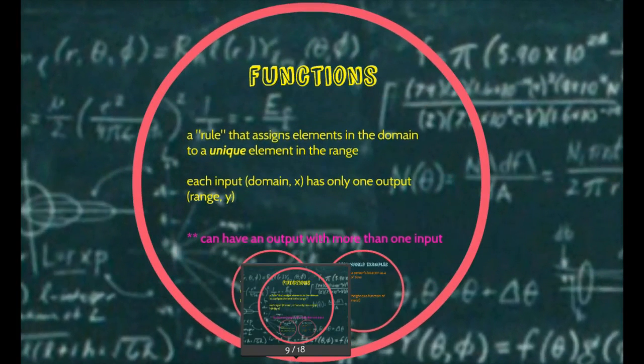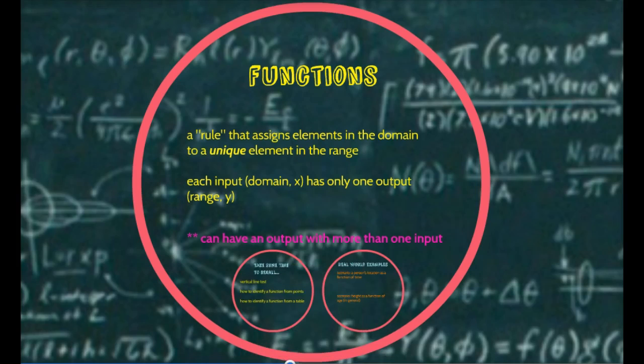Okay, let's start off with a definition. And this will seem familiar from last year. A function is a rule that assigns elements in the domain to a unique, and when I say unique here I mean one, element in the range. And a slightly easier or more transparent definition is that each input, so your domain or your x value, has only one output, so your range or your y value.